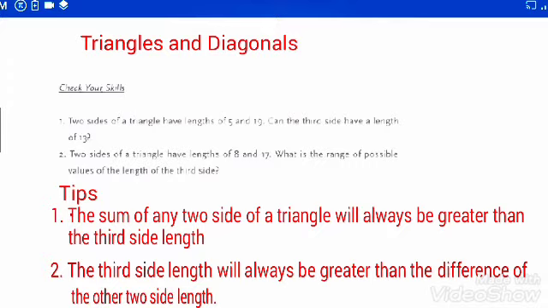Alright, let's start with these two basic properties. A triangle has three sides, it is a three-sided polygon. The sum of any two sides is always greater than the third side, while the third side is always greater than the difference between those other two sides.